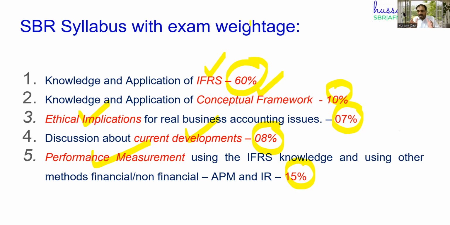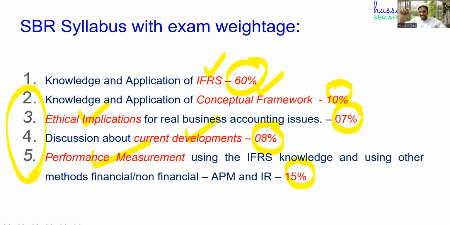What mistakes do students normally make? During the journey of SBR preparation, students focus 90 to 92 or 95% of the time only on the IFRS. But here, what about the remaining four components? What are the remaining four components?